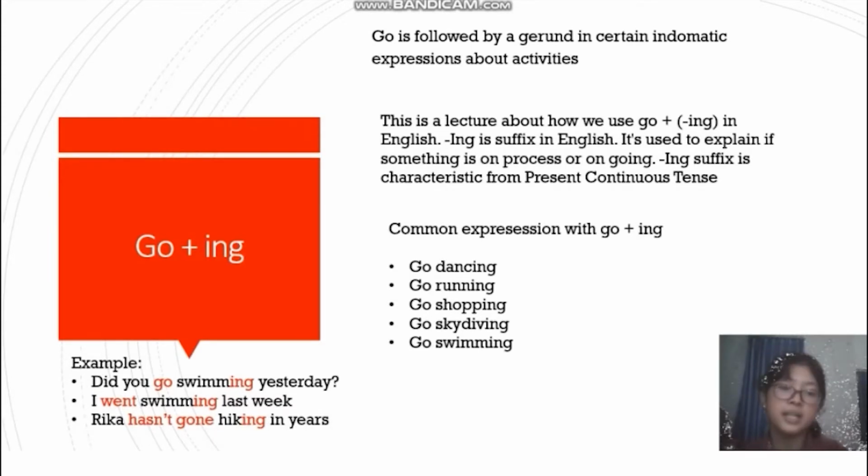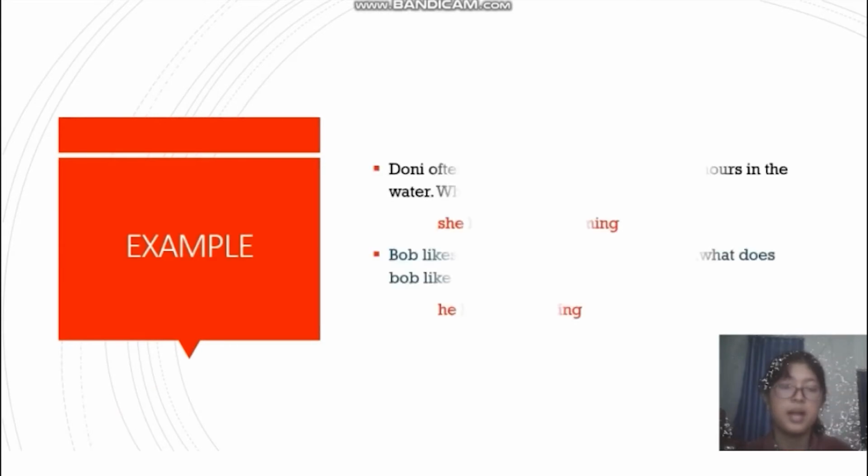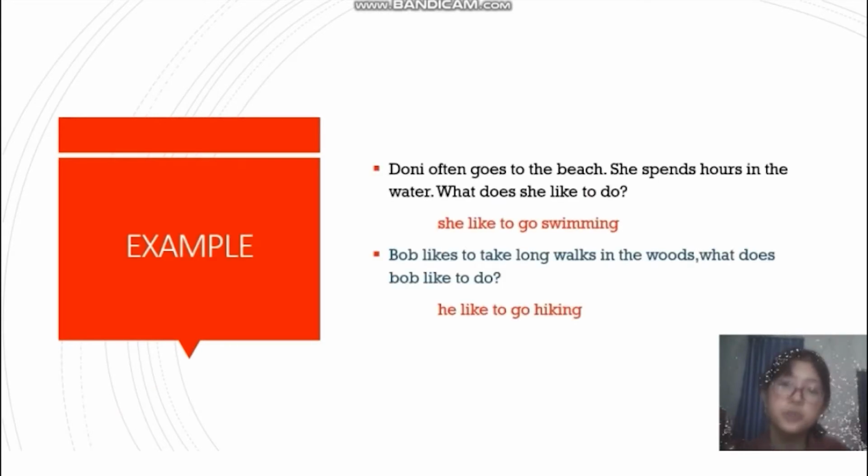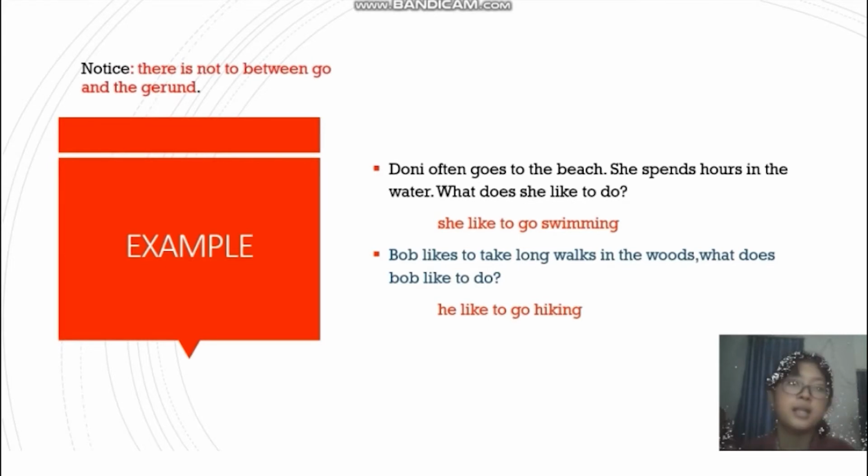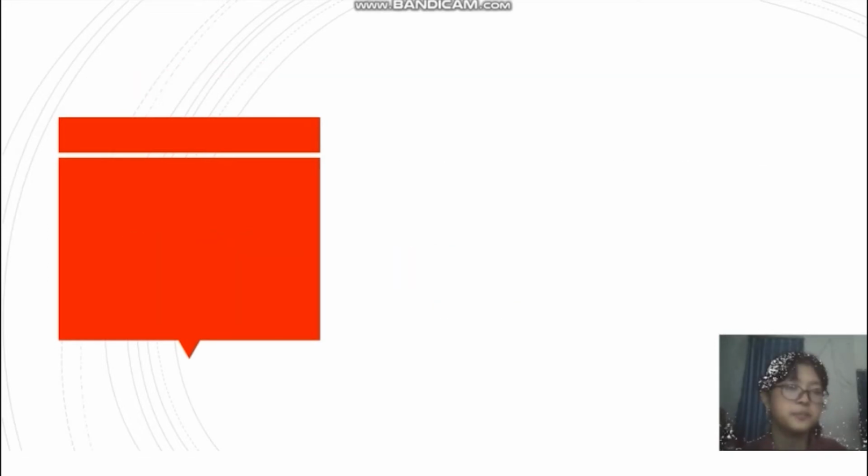Rika has not gone hiking in years. Example, Donnie goes to the beach. She spends hours in the water. What does she like to do? She likes to go swimming. Bobby likes to take long walks in the woods. What does Bobby like to do? He likes to go hiking. There is no to between go and the verb ing.